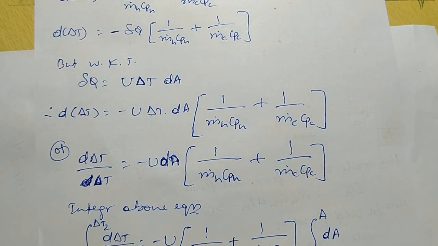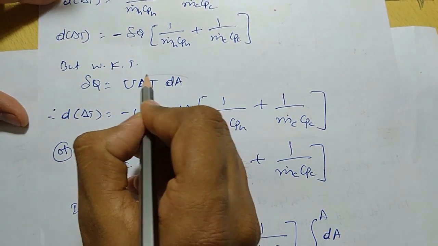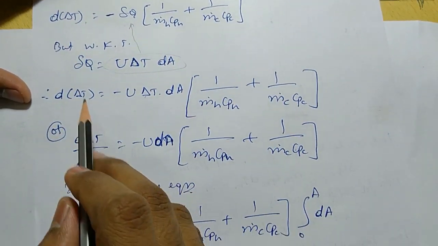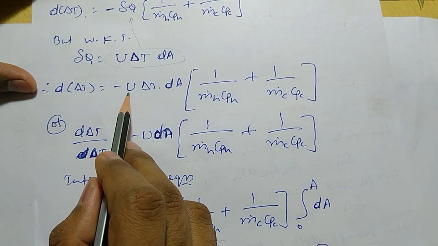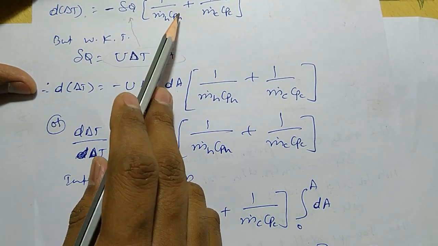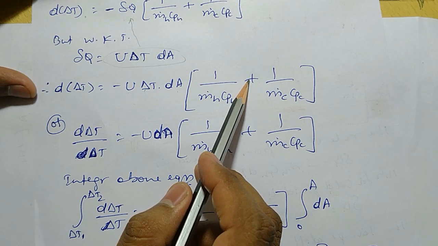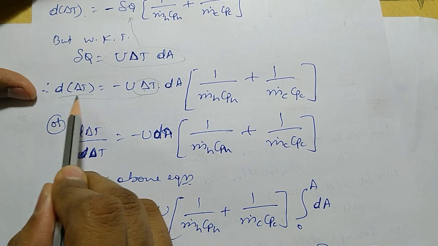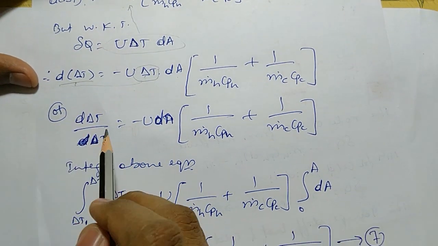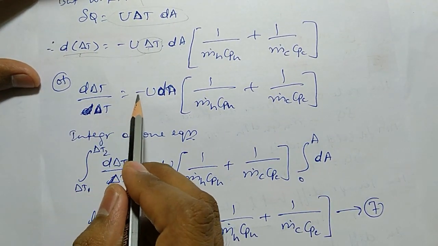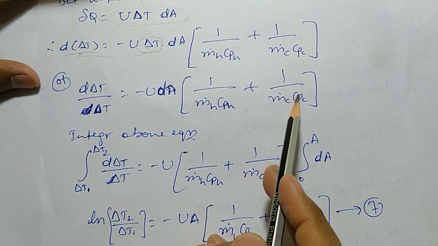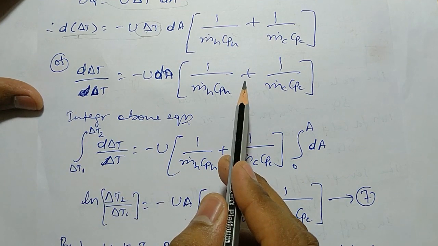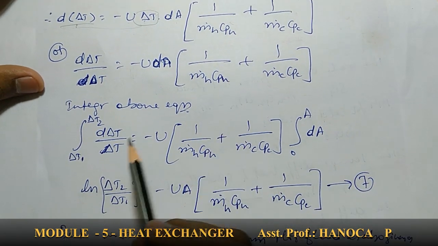Now what you have to do? Substitute this U into delta t dA here. Therefore, this equation becomes d delta t equals minus U into delta t dA, and the same terms are written here. Next, just rearrangement. You send delta t to the denominator, so you obtain d delta t by delta t equals minus U dA and this constant term. Next, integrate the above equation.